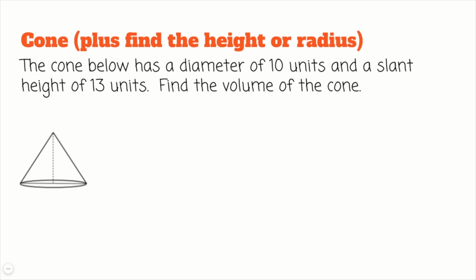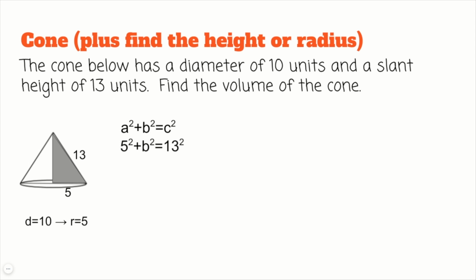This time we're going to find the volume of a cone, but we are given the diameter and the slant height, so not the up and down vertical height, but the slant height. So this has a diameter of 10, therefore the radius is 5, and the slant height is 13. So you'll notice we have a little right triangle here, which means we are going to pull in the Pythagorean Theorem. So we're going to start with a squared plus b squared equals c squared.